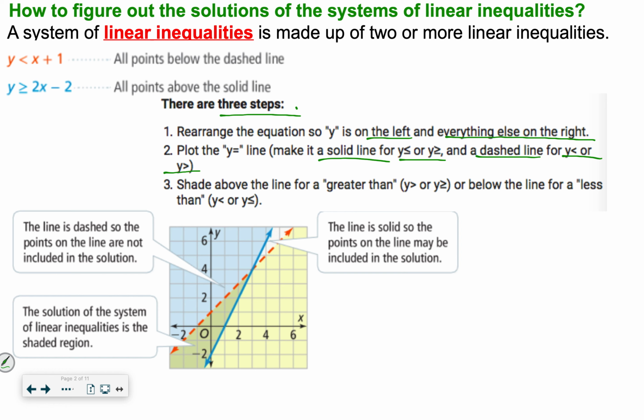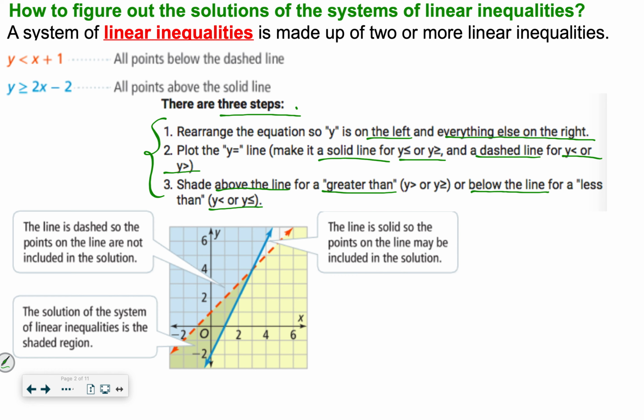Step 3, shade above the line for a greater than inequality, like y is greater than or y is greater than or equal to. We are going to shade above the line. We are going to shade below the line if your inequality is y is less than or y is less than or equal to. There are three steps we are going to use.